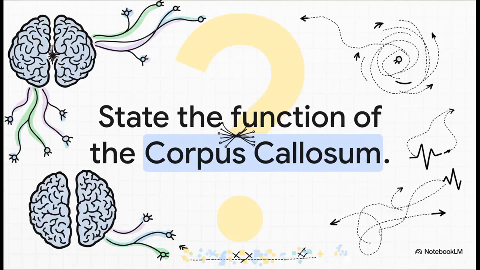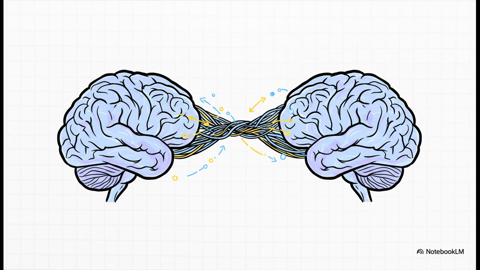Okay, let's jump to the nervous system. This is about a super important part of the brain. What is the function of the corpus callosum? It's a sheet of nerve fibers that joins the 2 cerebral hemispheres. See? It's not just about what it is, but what it does. It's basically a bridge that connects the 2 halves of your brain.